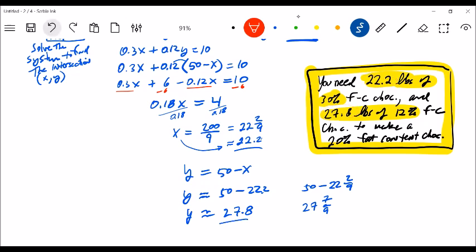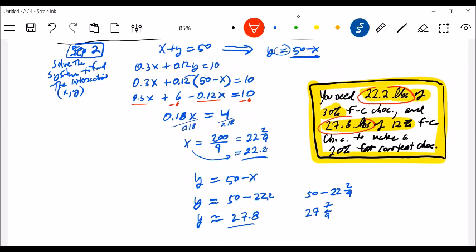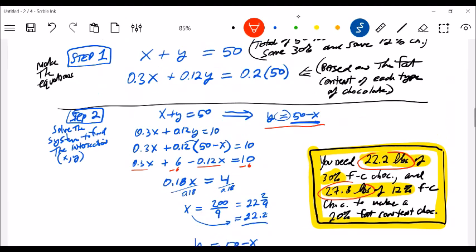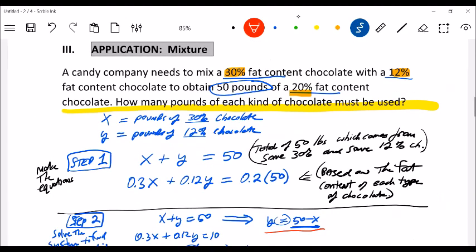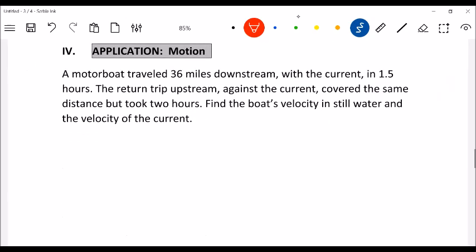I want to include at least the pounds in here. Now I could have gotten the same answer if I decided to do elimination like I did in the problem before. However, I chose to do substitution as much to show a different way than anything else. They're both completely valid methods. That is a mixture problem. Let's now take a look at a motion problem.